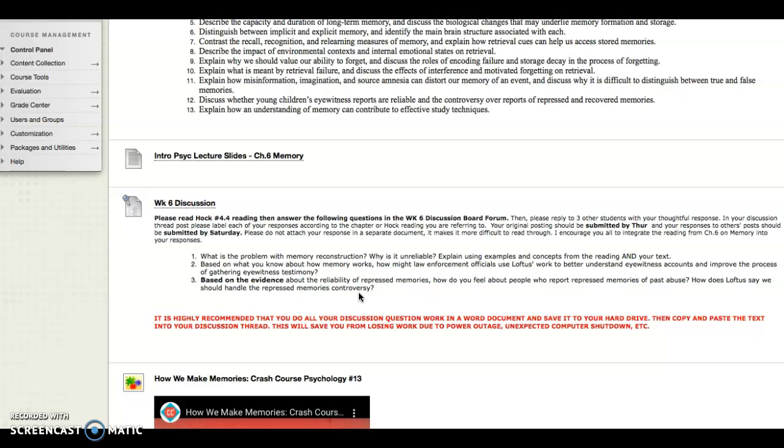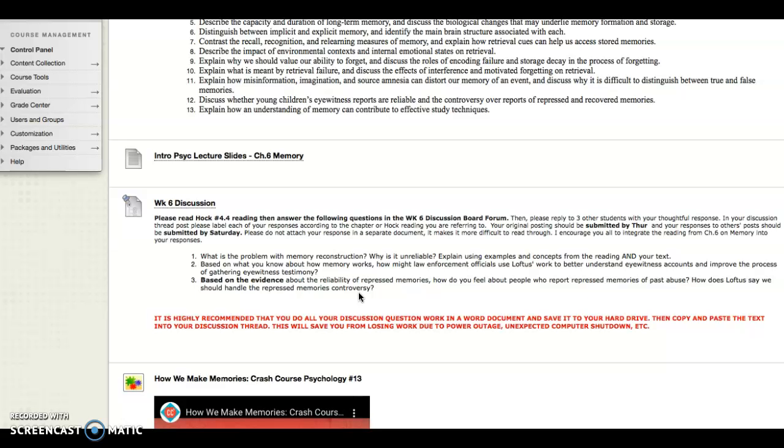And then based on how memory works, based on everything you learned in Chapter 6, how might law enforcement officials use that information and use the work of Loftus to better understand eyewitness accounts? What can they do to improve their process of gathering eyewitness testimony, given the fact that memories are often not encoded properly and can be distorted? What might law enforcement officials do to help that, or to try to gain more accurate and reliable reports? So you're basing all of this on the evidence that the research shows. Okay, so I want you going back and looking for those examples and supporting your statements as you write.